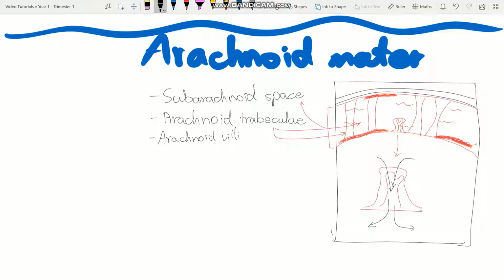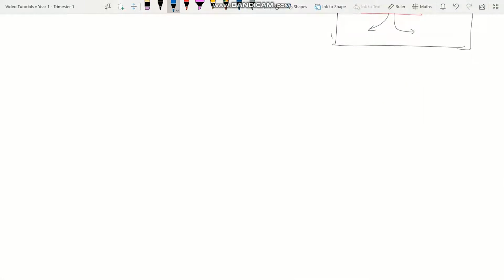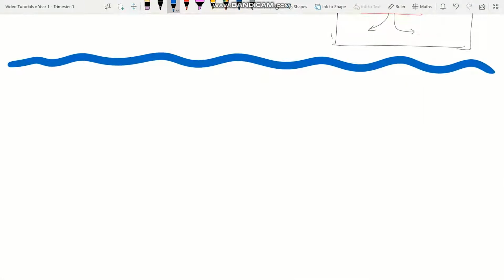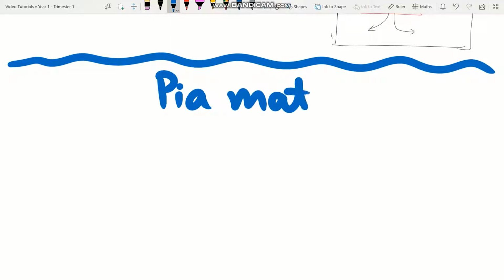There are also various stereocilia in this subarachnoid space, and these stereocilia assist in the movement of cerebrospinal fluid along the subarachnoid space. The final meninx that I would like to go through today, which is the deepest meninx of the cranial cavity and also spinal cord, is the pia mater.